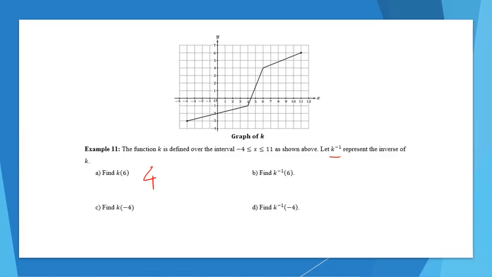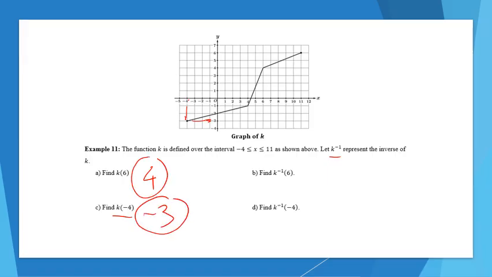The next one here is, let's do C now. Find k of negative 4. This should be when x equals negative 4. This gives us an output of negative 3. So those should be our two answers there.